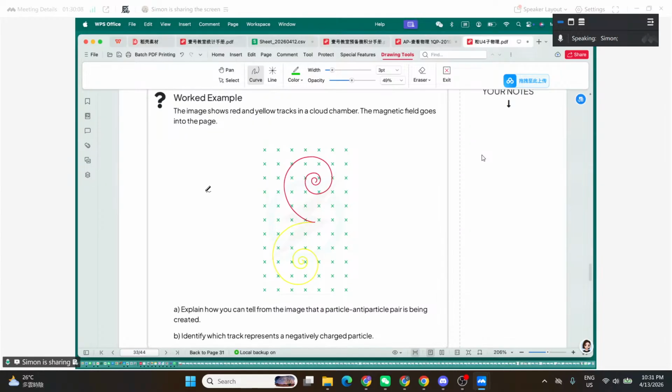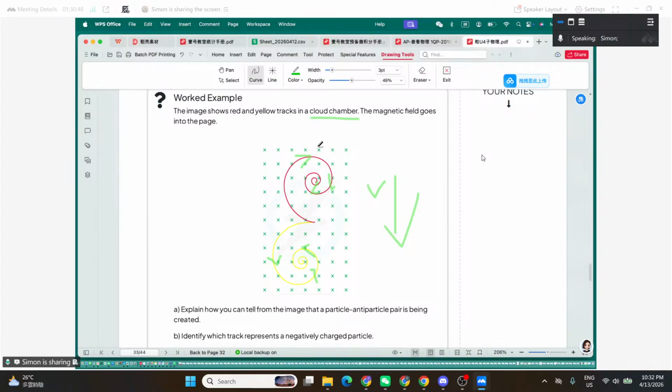Use the image showing the red and yellow tracks in the cloud chamber. Here is the cloud chamber, and here the magnetic field is into the page. First, it wants us to explain how you tell from the image whether it is a particle or antiparticle. They have opposite charges. We can know this because they are spiraling inward, which means the velocity decreases in the cloud chamber due to ionization.